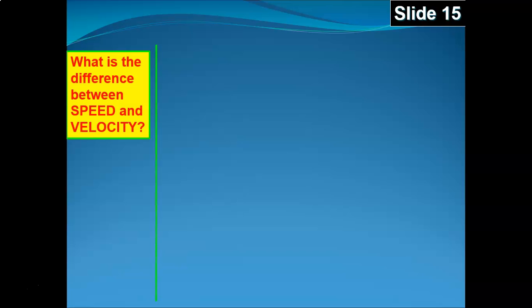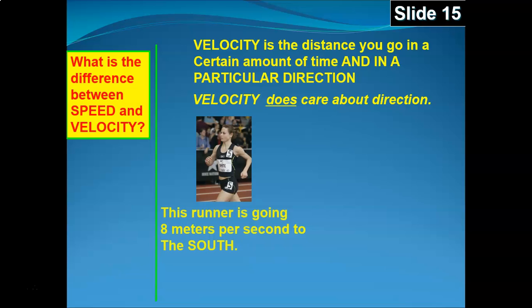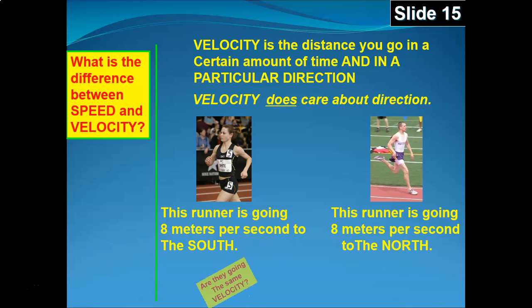So what is the difference between speed and velocity? Velocity is the distance you go in a certain amount of time and in a particular direction. So velocity does care about direction. So this runner is going 8 meters per second to the south. This runner is going 8 meters per second to the north.